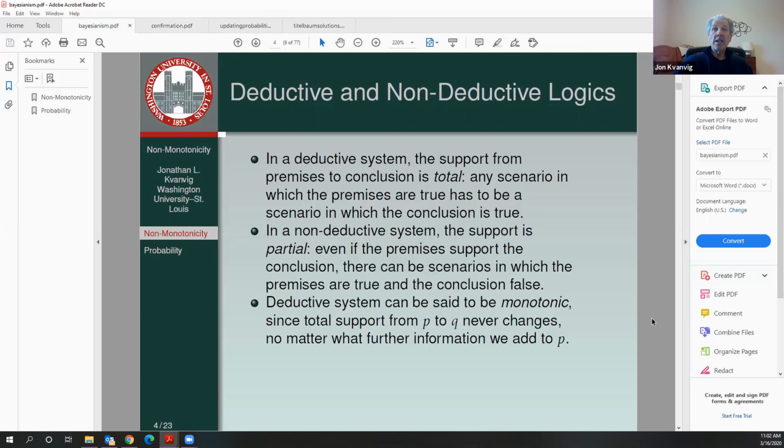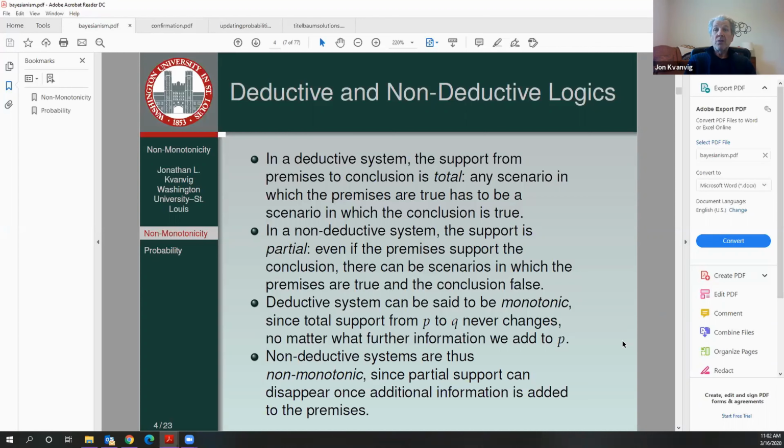Non-deductive systems are thus non-monotonic, since partial support can disappear once you learn new information. So take the lottery case again. Suppose you do buy up 60% of the tickets, and then you find out that the winning ticket would have to start with the number 9, and you bought no tickets at all that start with the number 9. Now you no longer have 60% confidence that you possess the winning ticket. Now you go to 0% confidence. So the support disappears in the face of additional learning when it comes to non-monotonic systems or non-deductive systems.